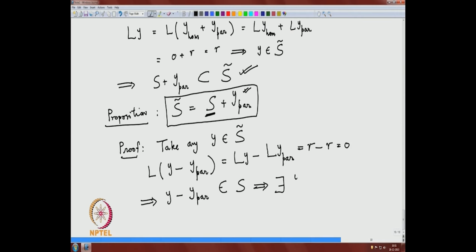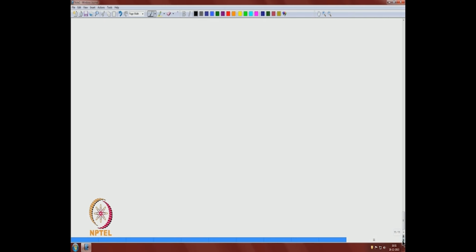Hence, that implies there exists y homogeneous in S such that y is equal to y homogeneous plus y particular. So, what this tells you is your corollary, so let me state it as another corollary. There is nothing new, I am rewriting the same proposition, but because this is the way probably introduced in the universities and other books. So this is a theorem, the proposition which I have stated is basically rewriting.